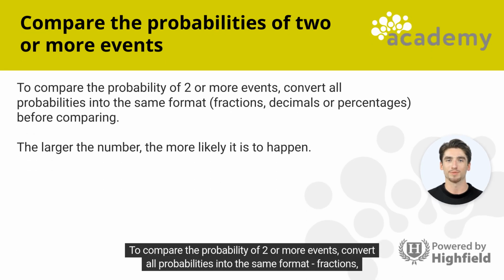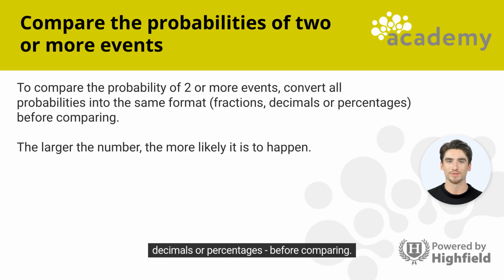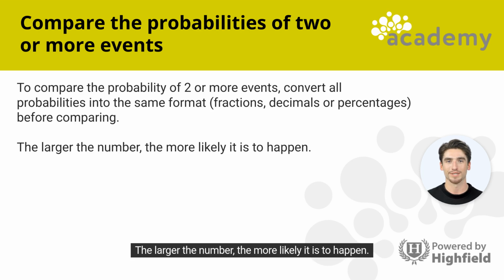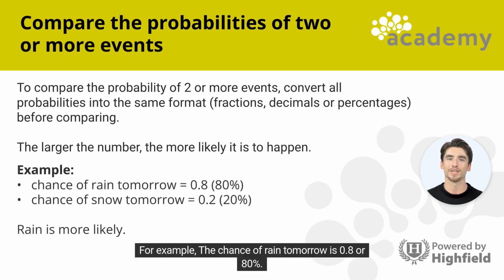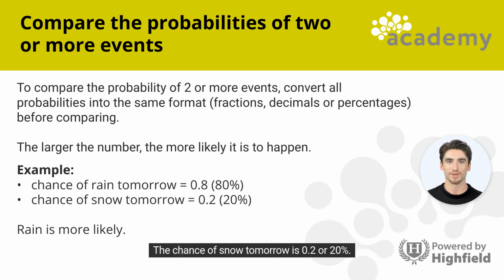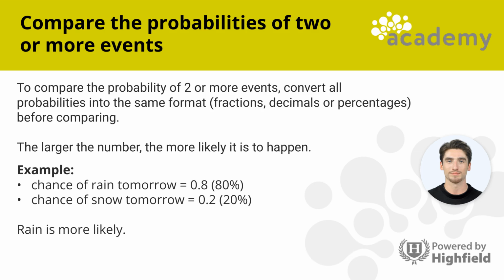To compare the probability of 2 or more events, convert all probabilities into the same format, fractions, decimals, or percentages, before comparing. The larger the number, the more likely it is to happen. For example, the chance of rain tomorrow is 0.8 or 80%. The chance of snow tomorrow is 0.2 or 20%. Rain is more likely.